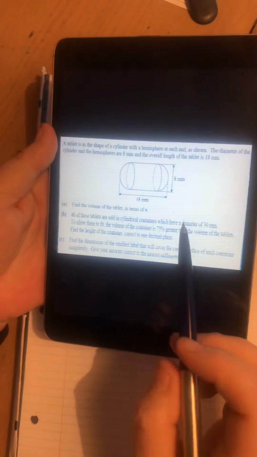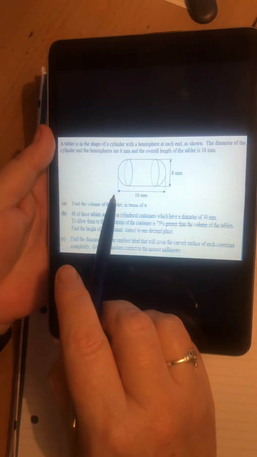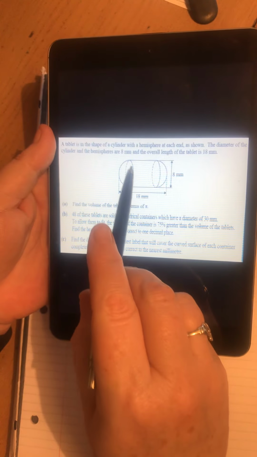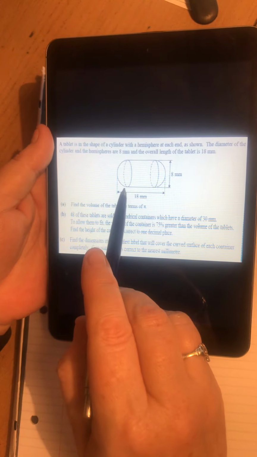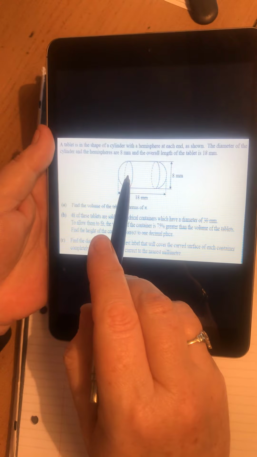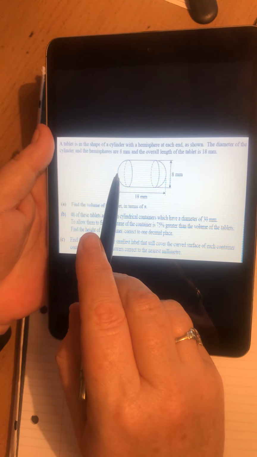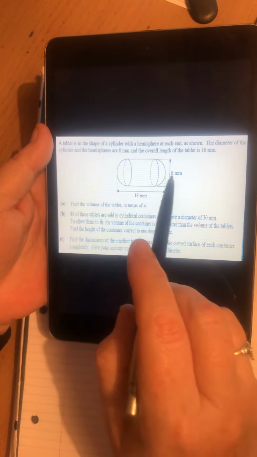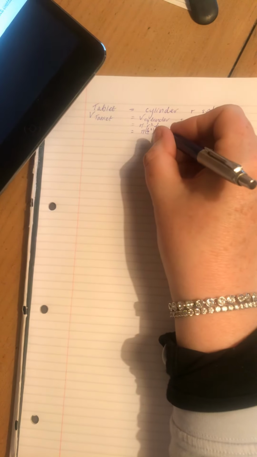Now, the full thing is 18 millimeters. We have to take off this part here. How high is this? Well, if this is a hemisphere, that means the center is there, coming out here, and that's going to be a radius. We know the radius is 4. So we take off that 4 here, we take off the 4 at the other end, and we're left with 10 millimeters in the middle.